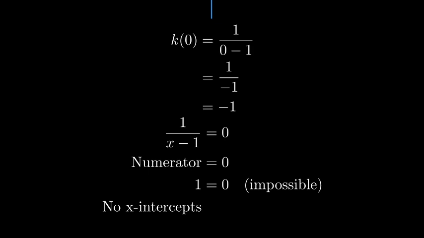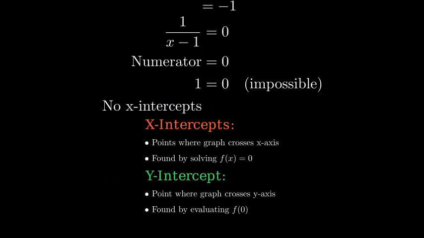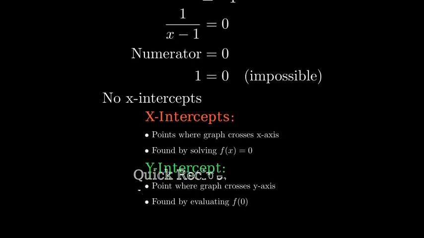Let's summarize what we've learned about intercepts. The x-intercepts are the points where the graph crosses the x-axis, and we find them by setting the function equal to 0 and solving for x. The y-intercept is the point where the graph crosses the y-axis, and we find it by evaluating the function at x equals 0. Here's a quick recipe.